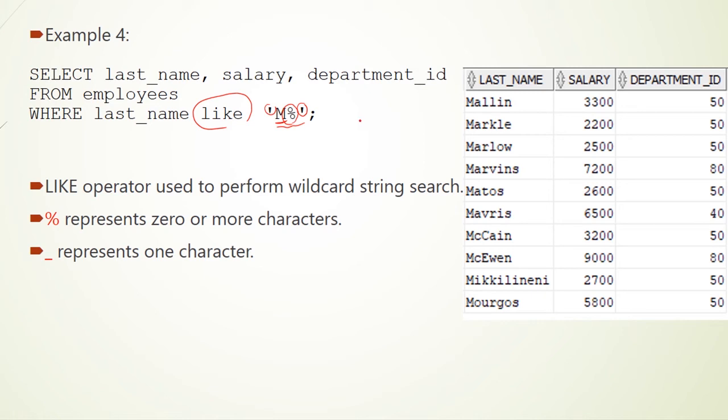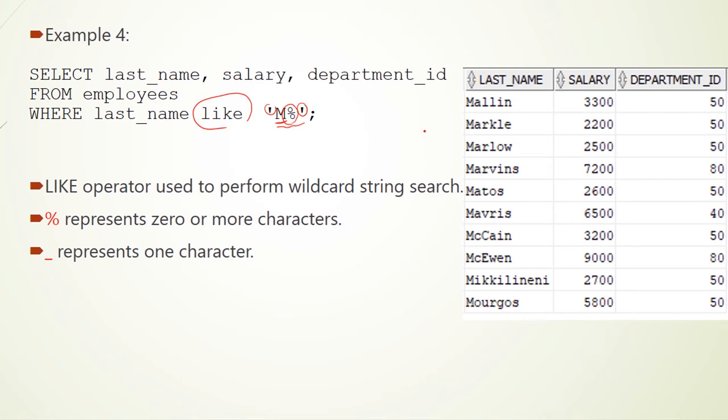So if the name of the employee is M, it will be returned by the select statement. If the employee last name is M1, for example, it will be returned. If it is, for example, Matos, it will be returned. As long as the employee name starts with M, the record will be returned by the select statement. Percent, as we said before, represents 0 or more characters. The character can be anything. It can be 1, 2, 9, 8, C, D, it can be anything. 0 or more characters.